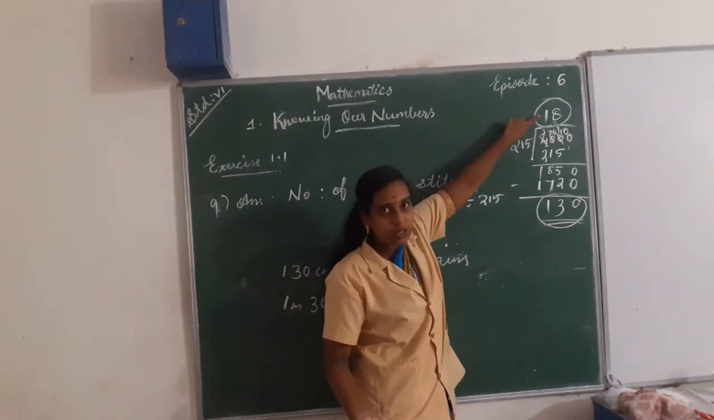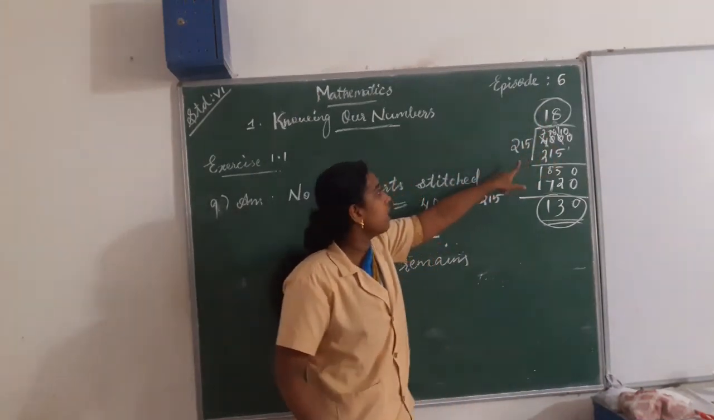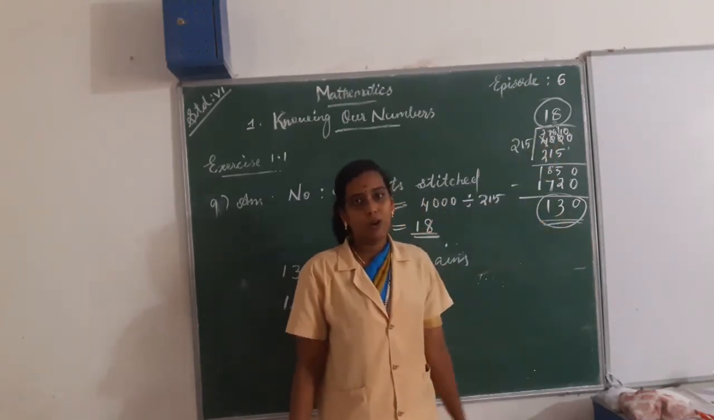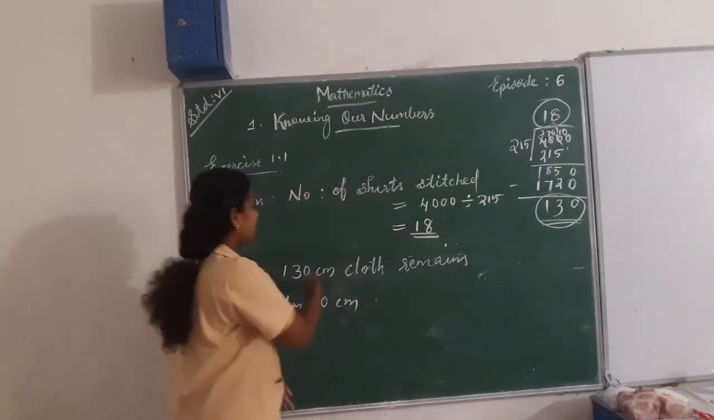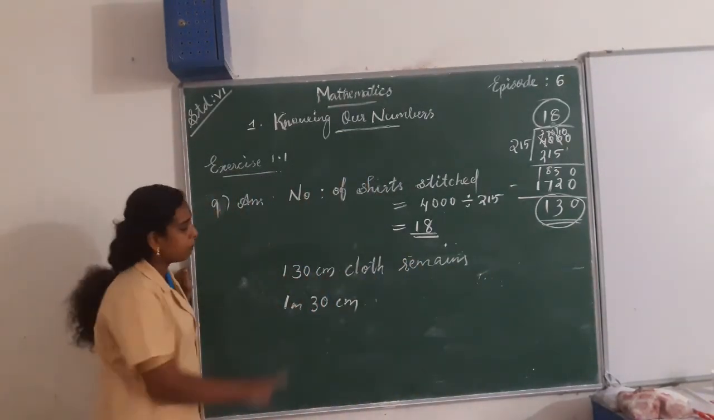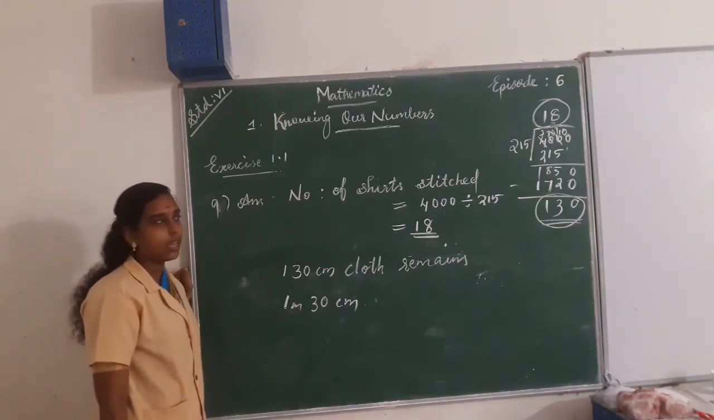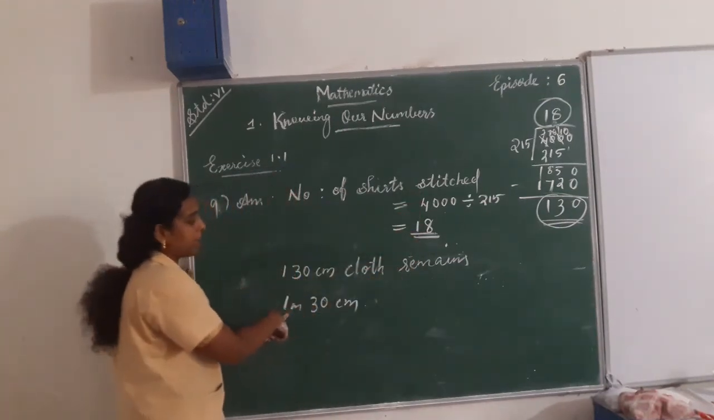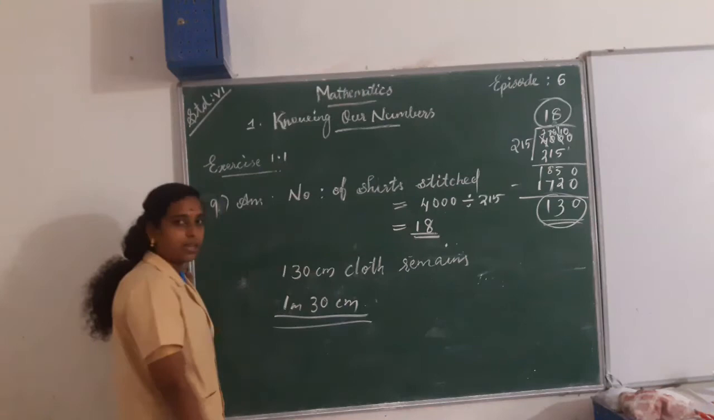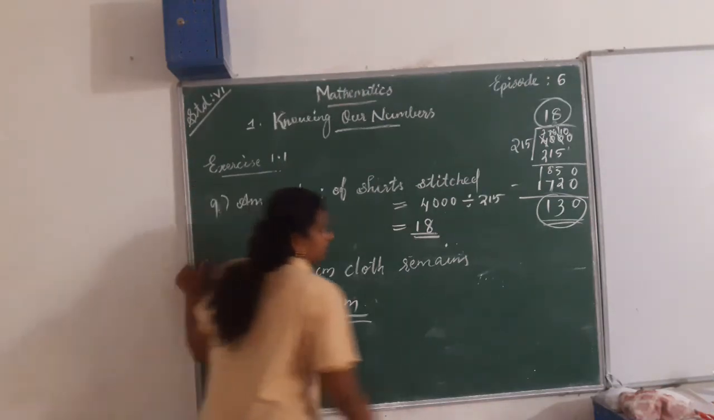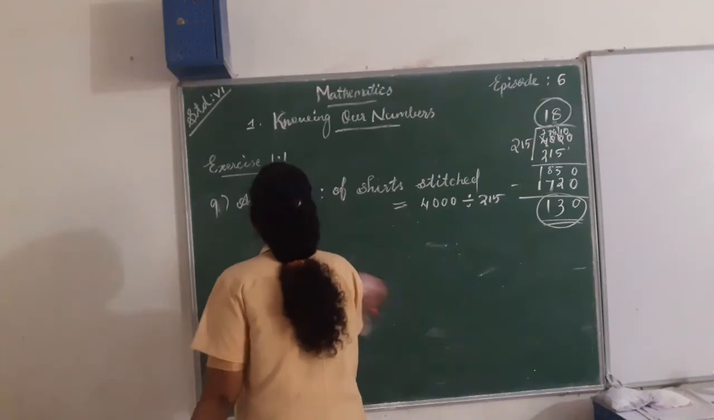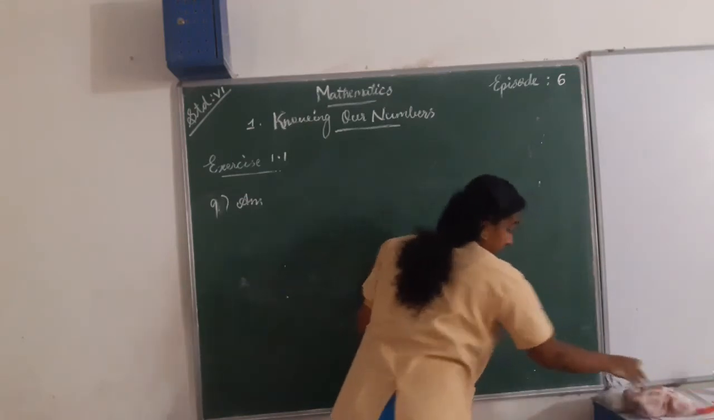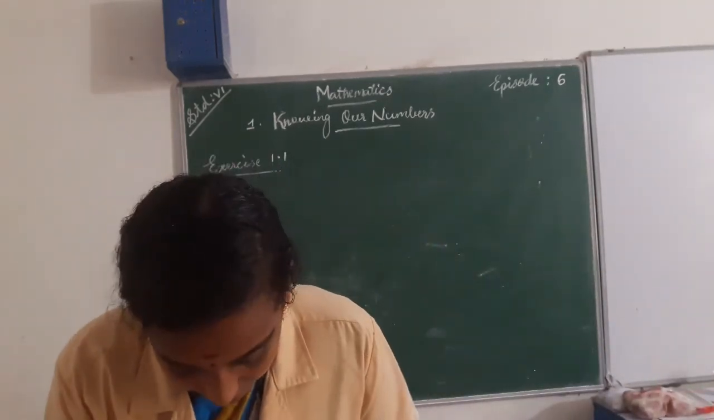This is the number of shirts stitched using 4000 centimeter cloth, and here 130 is the remaining cloth. Understood? Okay, and the 130 that we can write as 1 meter 30 centimeter. So this is our answer. The number of shirts stitched is 18 and the remaining cloth is 1 meter 30 centimeter. Okay, and the next question. Next question, that is the 10th question.